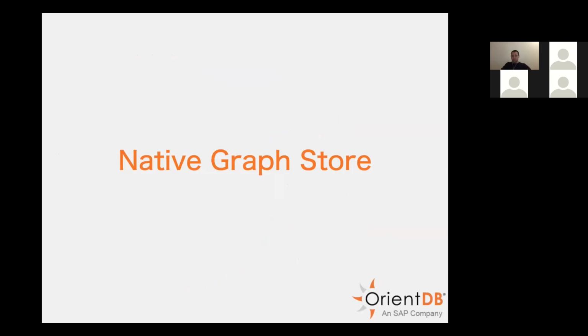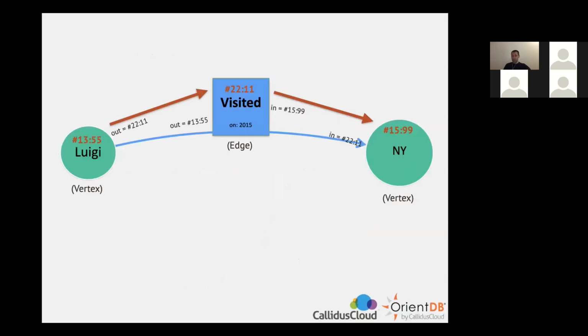That means that a vertex or an edge can be represented with a document. Here, I have to add a little detail. Every document in OrientDB has a record ID. A record ID is just a pair of numbers. You see here the vertex called Luigi has a pound 1355 number on top.